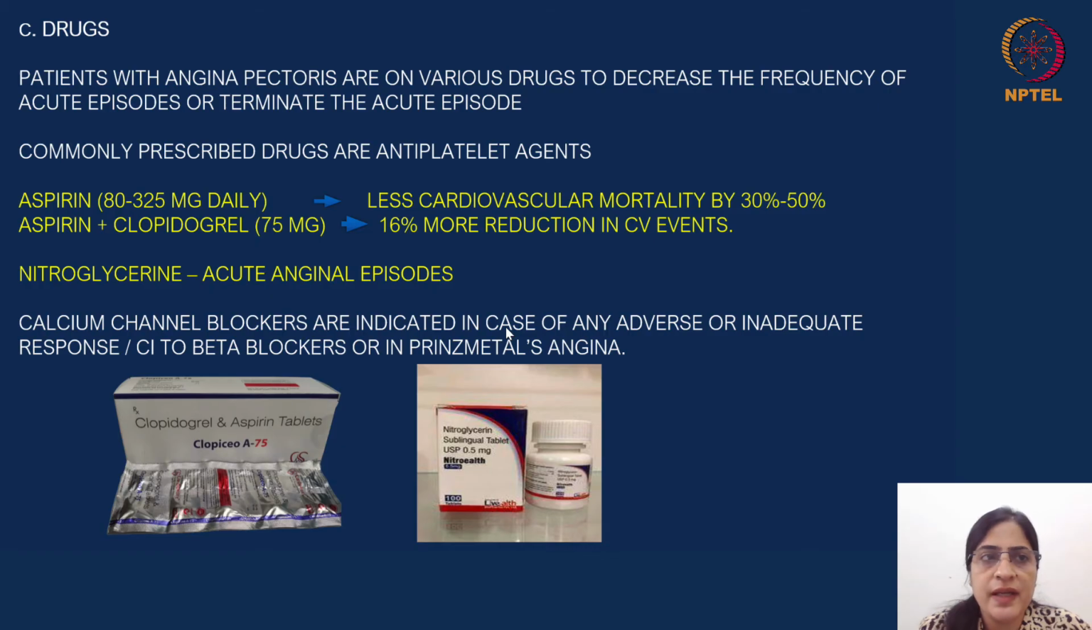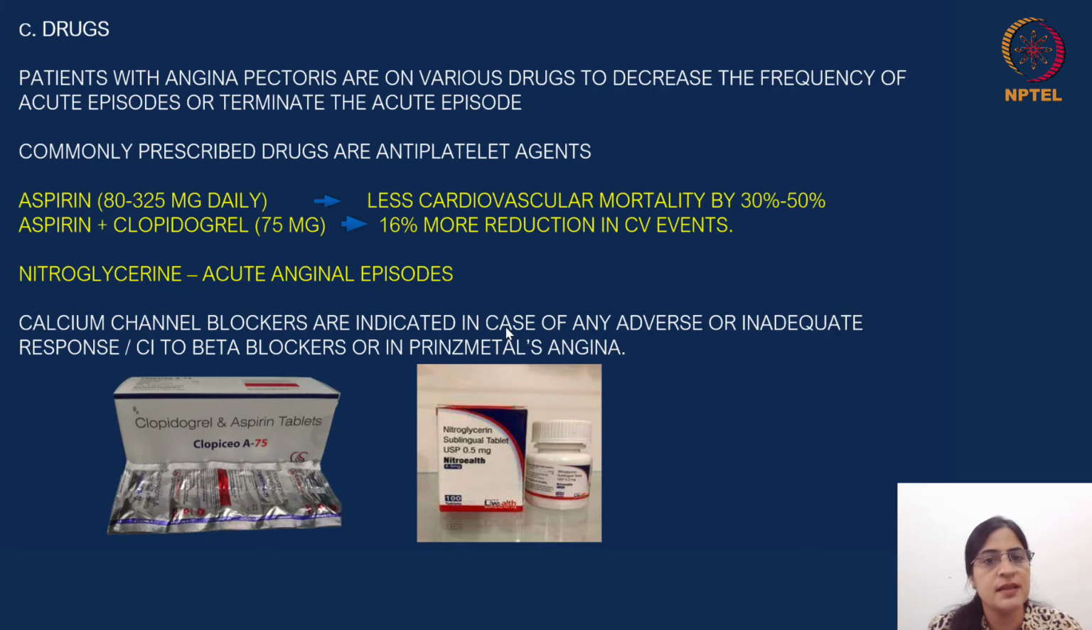Now, the other way of finding out the medical history is to find out what kind of medications the patient is taking. The patient usually carries the file or the hospital records, or even the dentist can ask for the hospital records and go through them properly. It will give you the details of what investigations were done, what the patient suffered from, and what drugs the patient has been on. So patients with angina pectoris are on various drugs to decrease the frequency of acute episodes or terminate an acute episode.